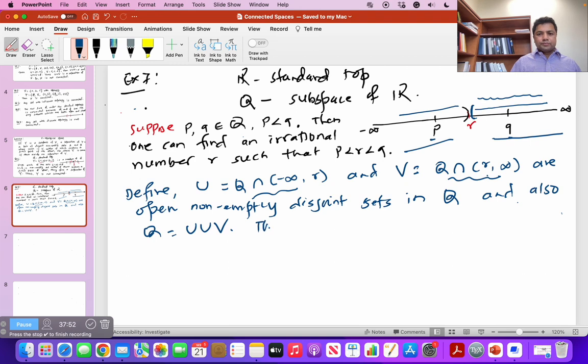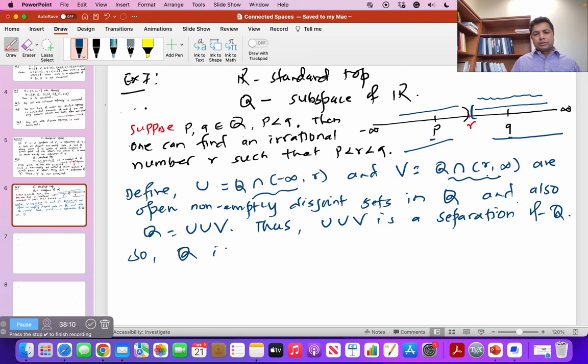So thus U union B is a separation of Q. Since we found a separation of Q, Q is not connected.